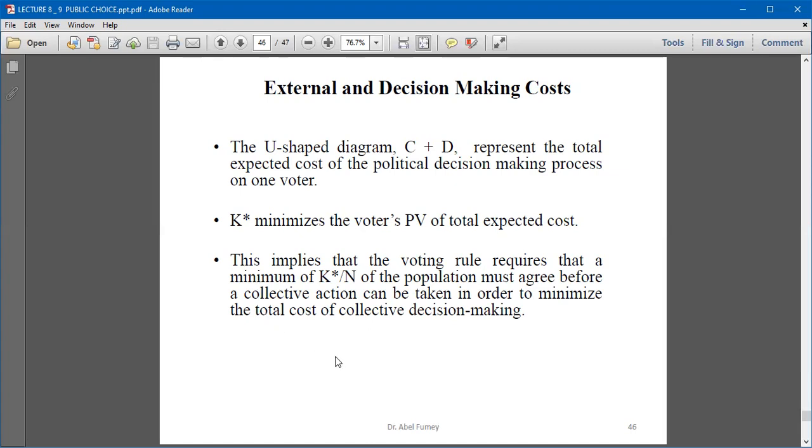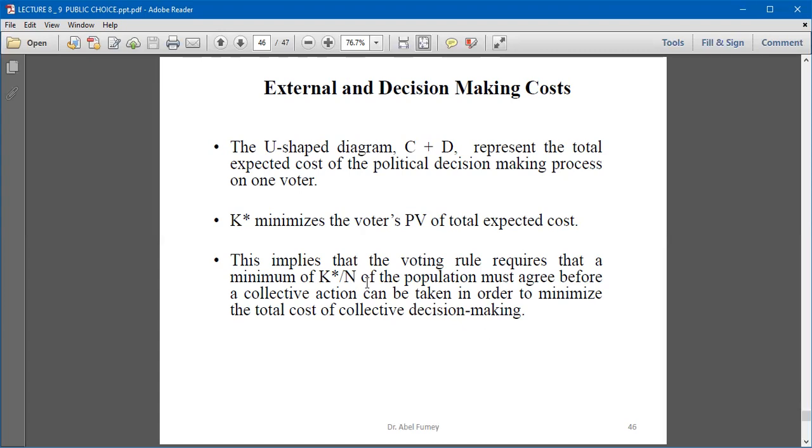Now, if we are using K star as the number of people that will minimize the person's voting cost, then we need at least K star over N of the population. This number of people must agree before we can take a collective action. We want to minimize whatever cost we incur during the decision-making process, the political voting process.